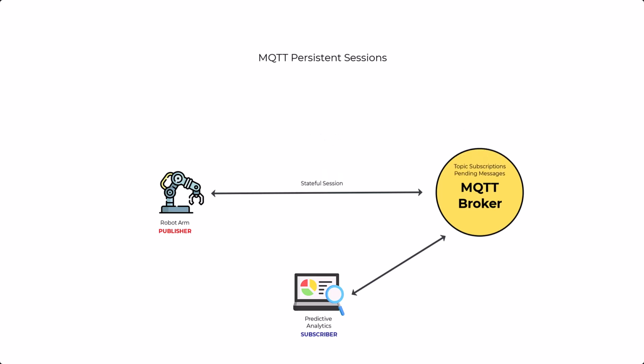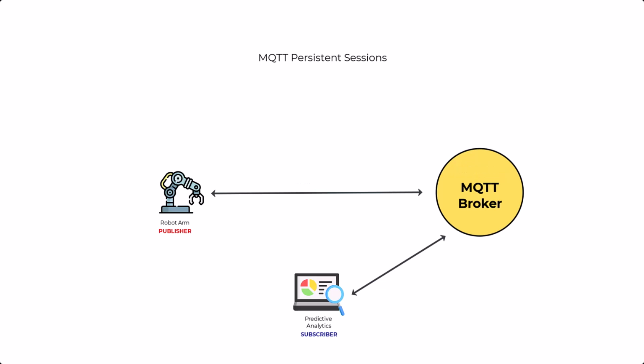In MQTT, a session represents the stateful interaction between a client and a broker. By default, these sessions are temporary. When a client disconnects, the broker discards any session information. However, in many connected solutions, you need a more robust solution to handle intermittent connectivity. That's where persistent sessions come into play. By setting the clean session flag to false during the connection handshake, a client signals to the broker that it wishes to maintain its session state across disconnects.